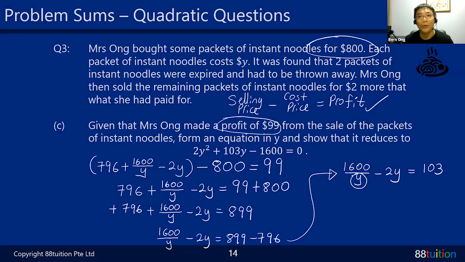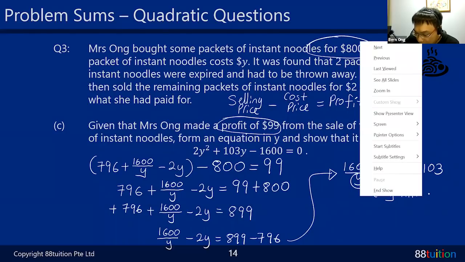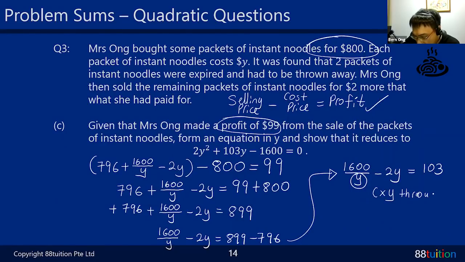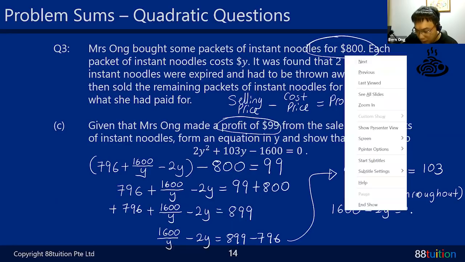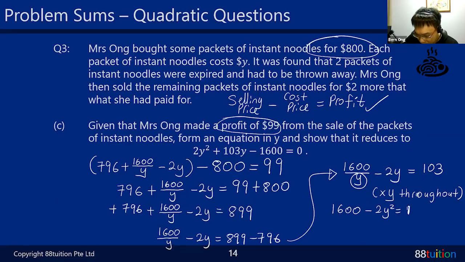So what can you do? Get rid of the y. How? You can times y throughout. So everybody you times y to it, and your fraction, the over y, will disappear. 1600 over y times y will give you 1600. Minus 2y times y, minus 2y squared. 103 times y, 103y. Can you see something?